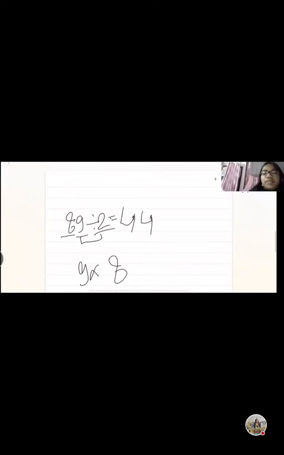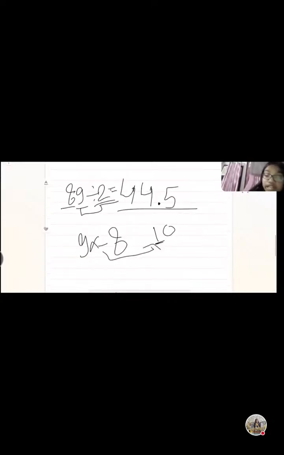Okay, now 9 minus 8 is how much? 1. So we'll put a point here and we'll add a 0 to this 1 that we have left from this subtraction. So 10 divided by 2 is how much? 5. Correct. 44.5 is our answer.